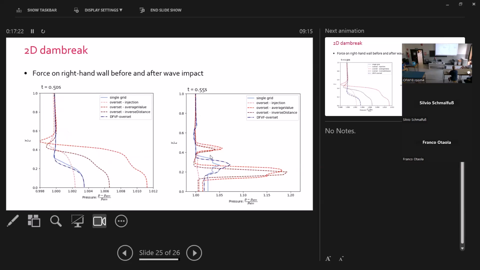And if you look on the right after the wave impact, here is our DFVF scheme. Even though the magnitude is slightly larger, we have the same impact location as the single grid scheme, whereas the overset has two different impact locations here, I presume because the wave is moving slightly faster.